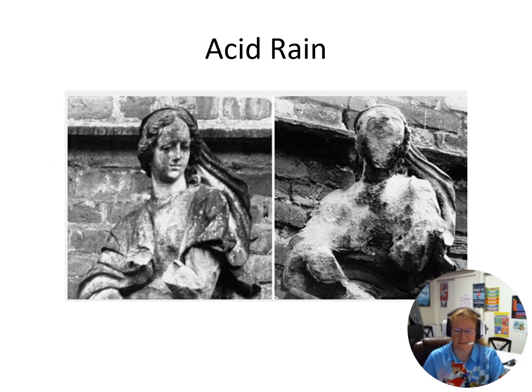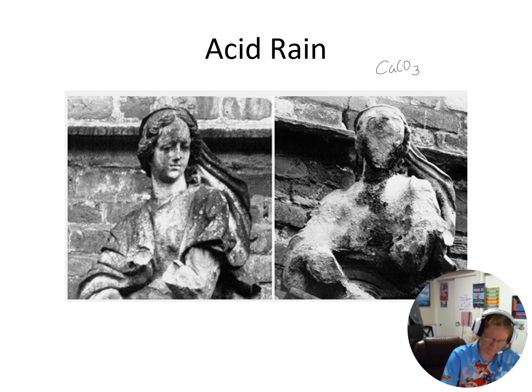One other thing that we have to worry about is if our rain is acidified. So here's a statue that started off like the picture on the left, and over time it ended up like the picture on the right. Because what happens is things erode. And how does this erode? Well, marble is calcium carbonate. If I put water on marble, it's not going to do anything. But if I put acid on marble, it will.